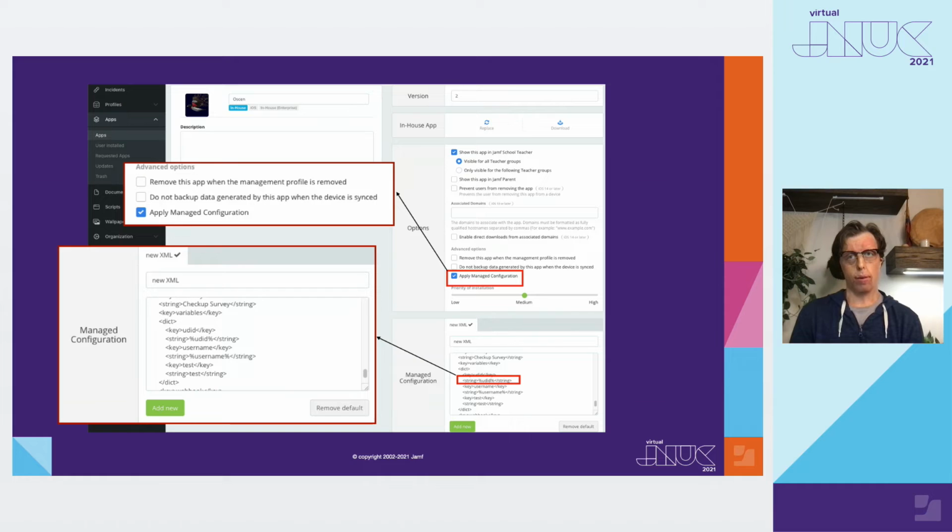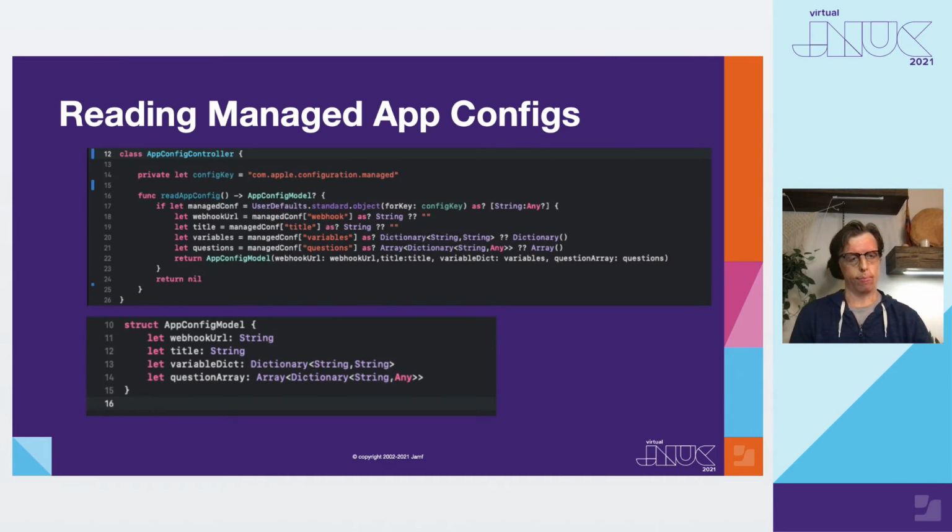A list of variables can be found in the Jamf School admin guide, which I've linked in the technical resources that will show at the end of this segment.